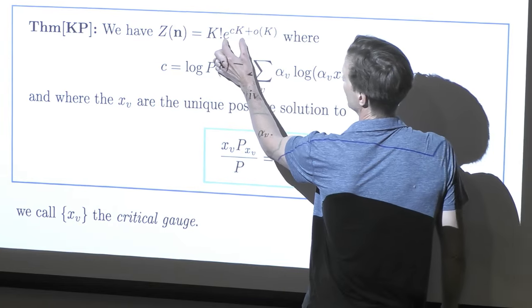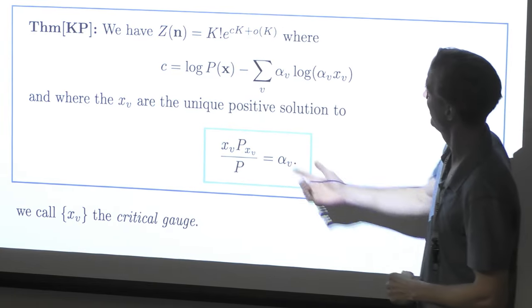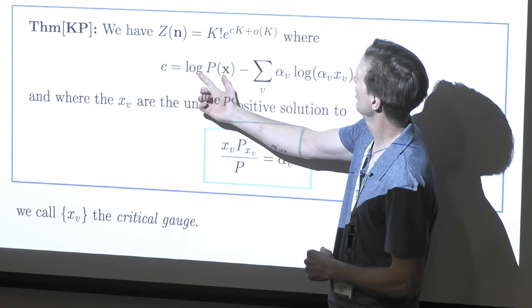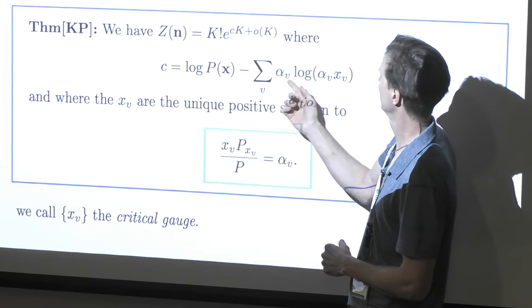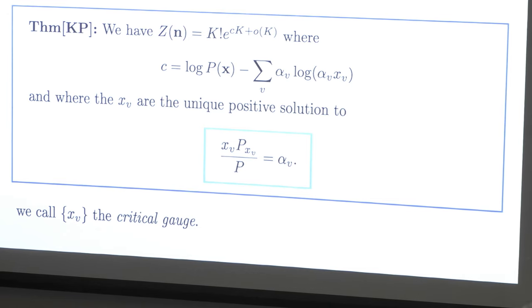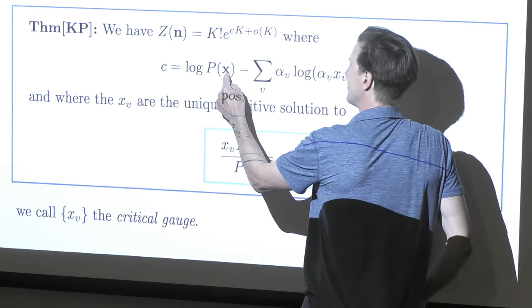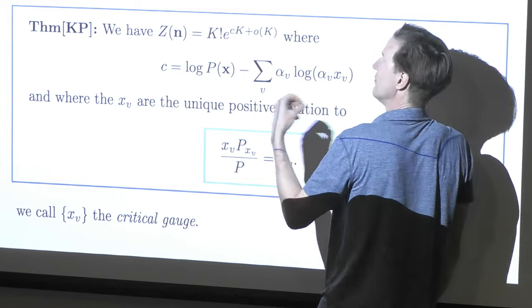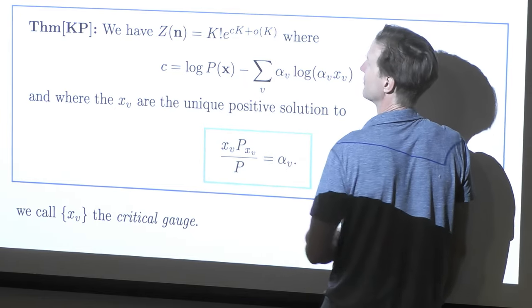That's the exponential growth rate that we care about. And c has this nice form: log of p minus the summation over the vertices of alpha log alpha x, where now the x's are numerical values that satisfy a certain equation, right?